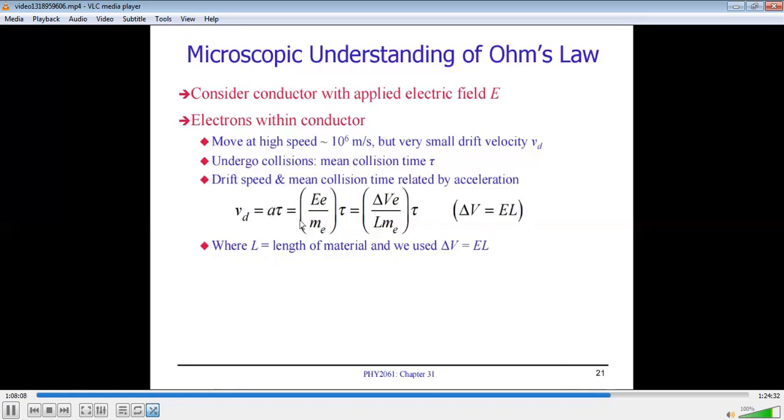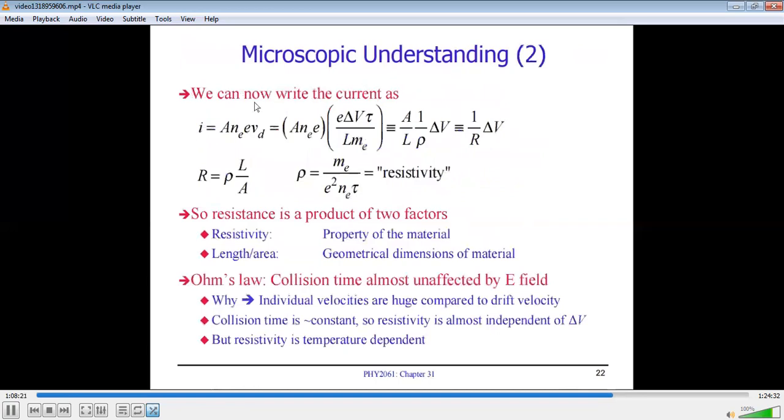So using this formula, we can find the drift velocity, where L is the length of the material, and we use potential difference equals E times L. So we can now write the current as I equals n A e v_d, where v_d is the drift velocity. Just using the same formula from the previous slide, we get the specific resistance equals m divided by e squared n tau, which is called the specific resistance or resistivity, same words.